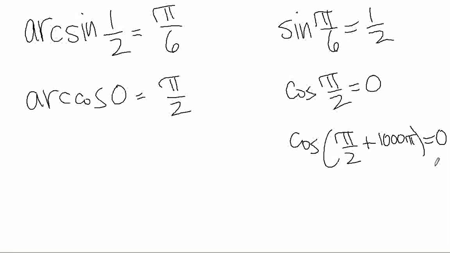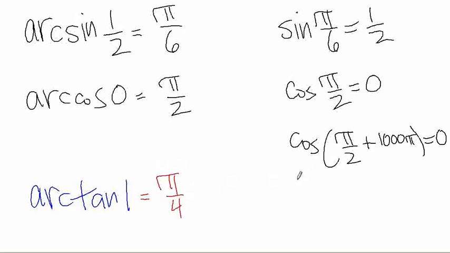Let me have you try one now. Would you please pause the video and try to determine this without a calculator? The arctangent of 1. Okay, I'll go ahead and work it out now. So that is pi over 4. And I know that's true because the tangent of pi over 4 is equal to 1.